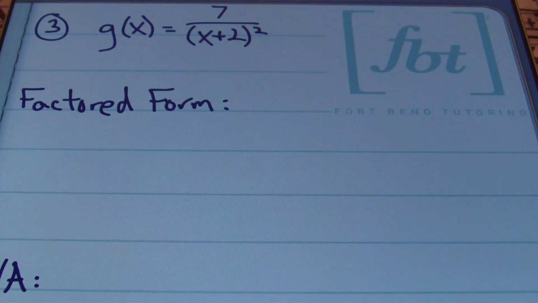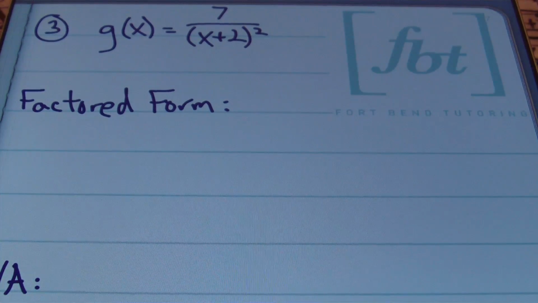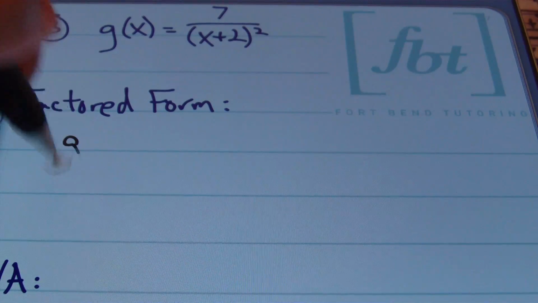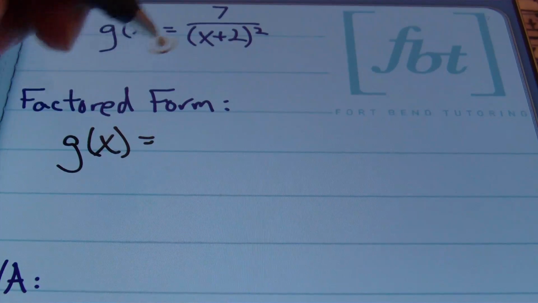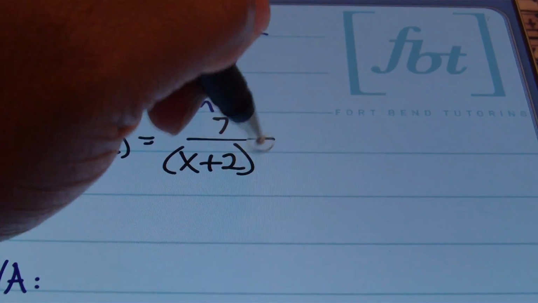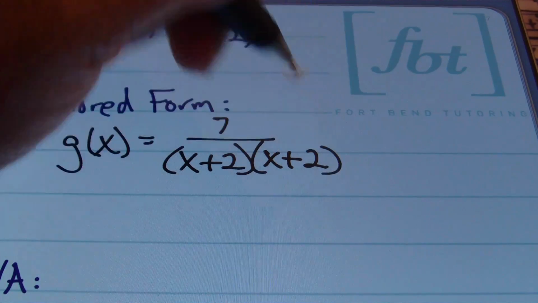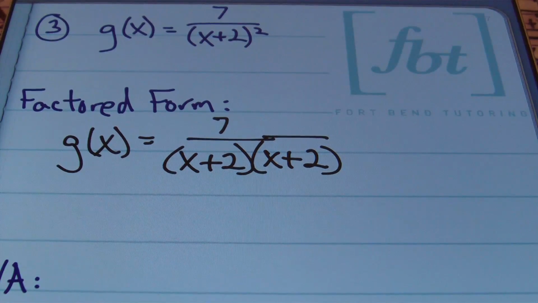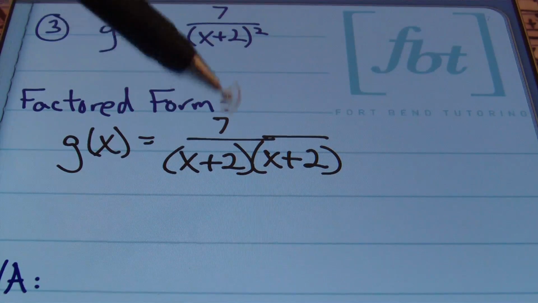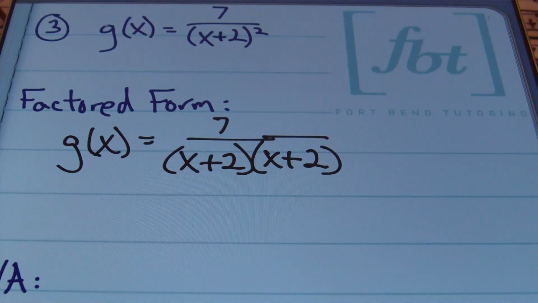In our next example, we have g of x equals 7 divided by the quantity (x plus 2) squared. This function is already factored, but I could expand the denominator to show the factors raised to the first power. I'm showing here that I recognize that this linear factor, x plus 2, is actually being squared. That's what we had in the original problem.